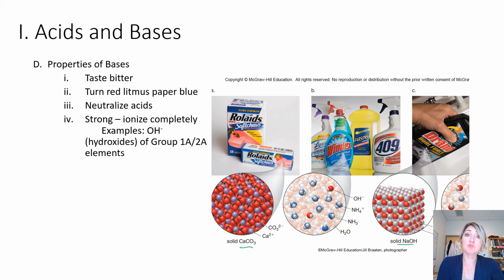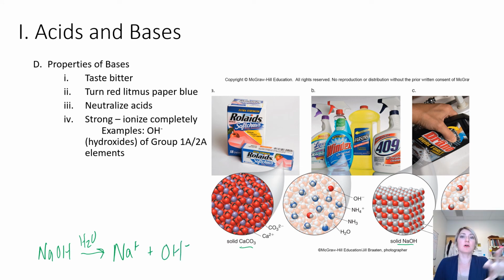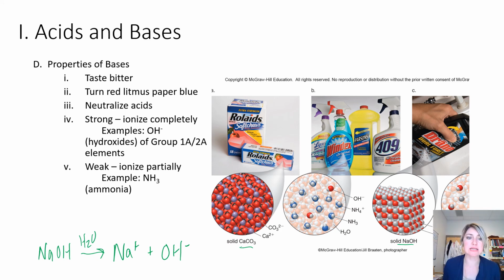Examples of strong bases would be any hydroxides of group 1A and 2A elements. For example, group 1A has sodium in it. Sodium hydroxide will dissociate completely in water. So what you'll be left with once you add it to water is all sodium cations and all hydroxide anions. You're not going to have any intact sodium hydroxide as a compound. It ionizes completely. That's what makes it a strong base.